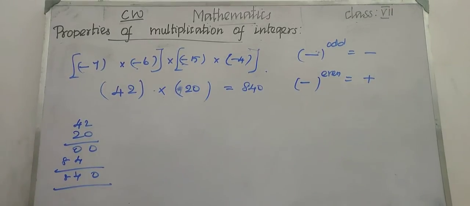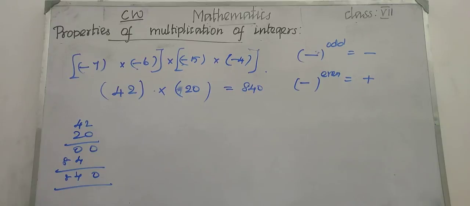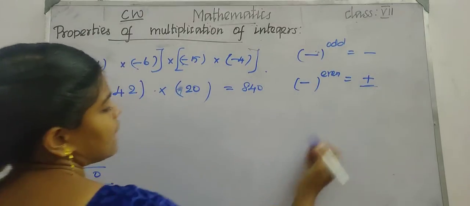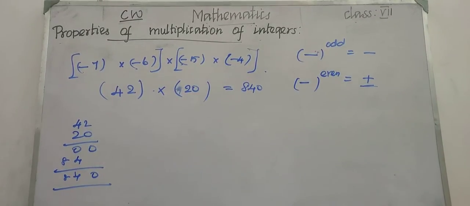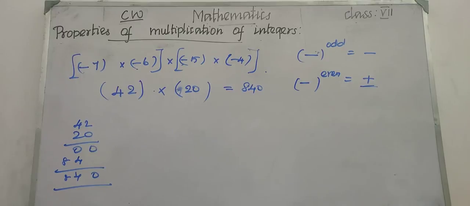So if you are multiplying negative integers an even number of times, we will get the positive sign. We will get the positive integer as the answer. Is it clear?